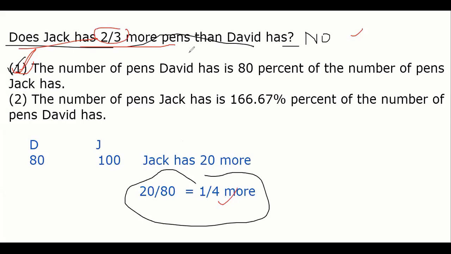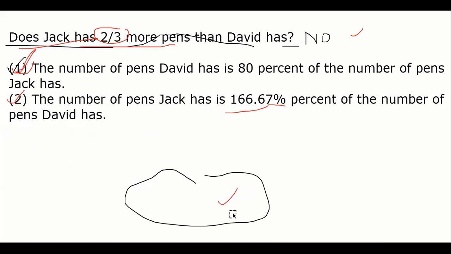I'll give an analogy to this question with simple numbers. Okay. Let's talk about the second one now. The second one says the number of pens Jack has is this much percent of the number of pens David has. Is it sufficient or not sufficient? So I guess it is not sufficient.